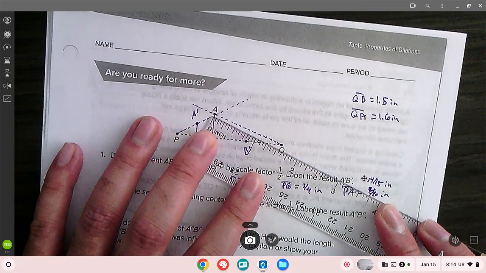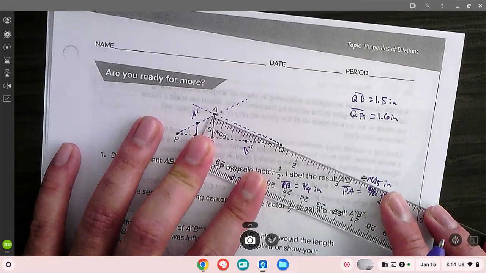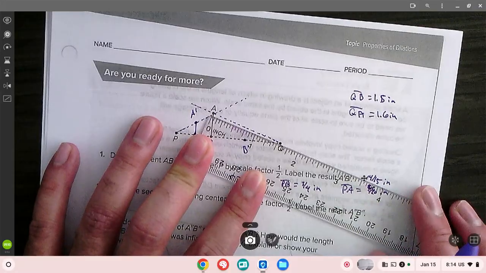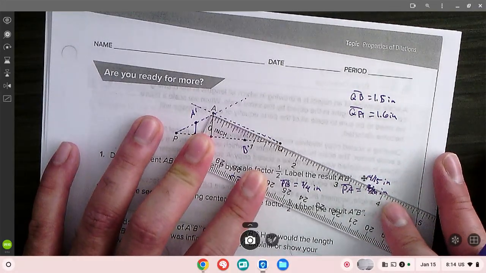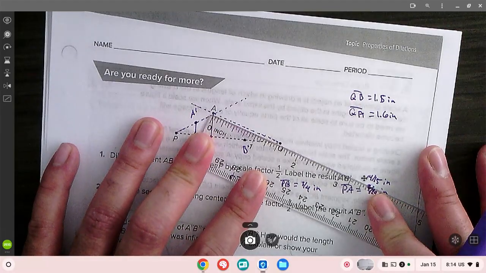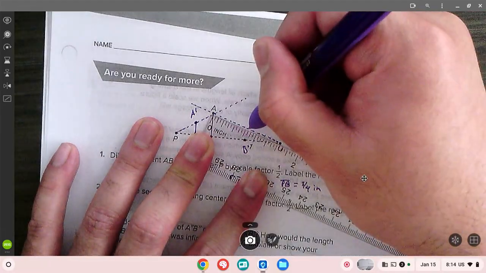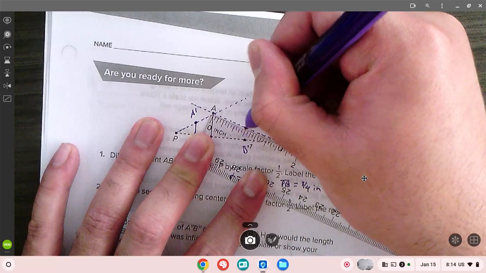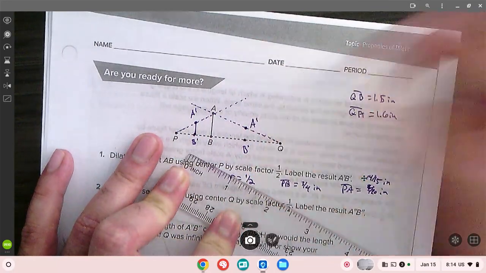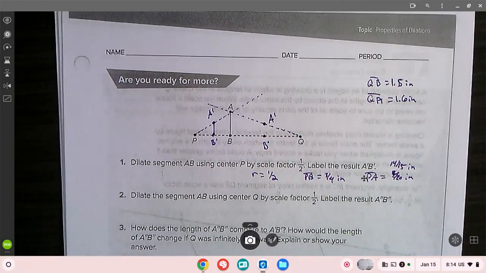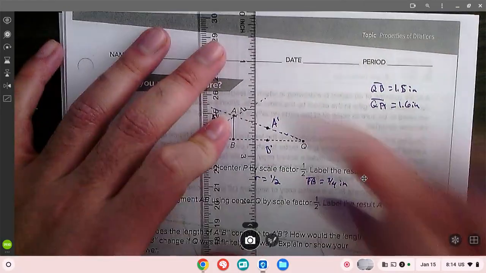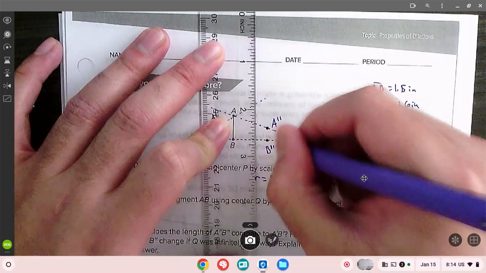And same thing with A. 1.6 divided by 2 is 0.5 plus 0.3, which would be 0.8. So I have to do 0.8 of an inch. 0.8 is about 80% of the way to 1, so it'd be about right here. And there is my A prime. Oh, yes, you're right. A double prime, B double prime. Thank you, Brinley.